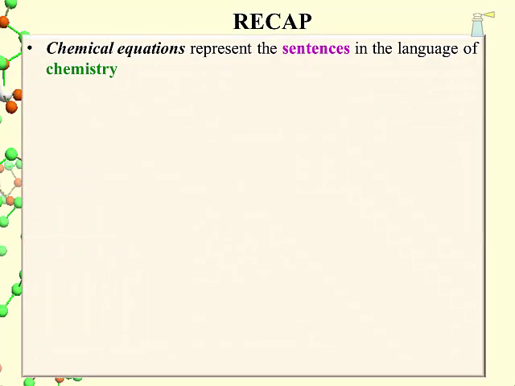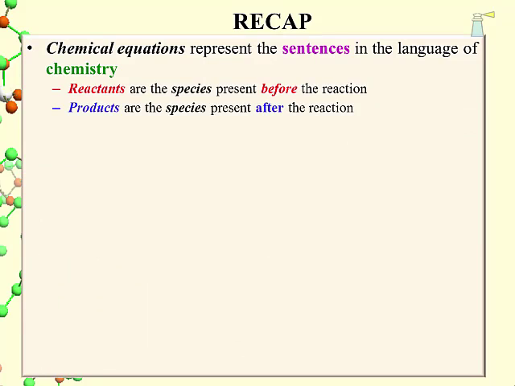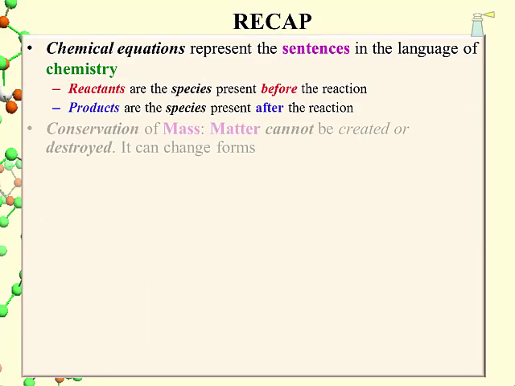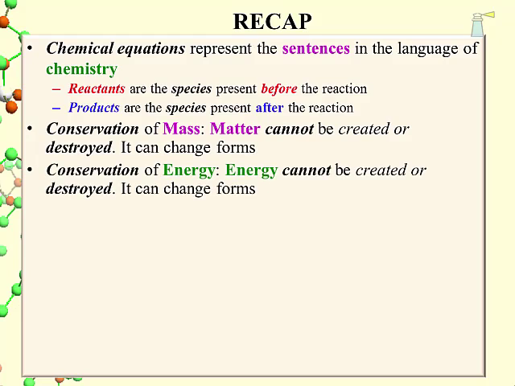To recap what we've covered, chemical equations represent the sentences in the language of chemistry. Reactants are the species before the reaction. Products are the species after the reaction. Conservation of mass: matter cannot be created or destroyed. It can change forms. Conservation of energy: energy cannot be created or destroyed. It too can change forms.